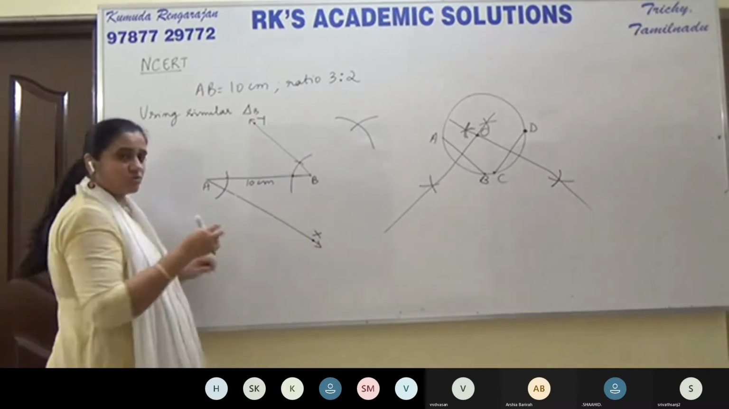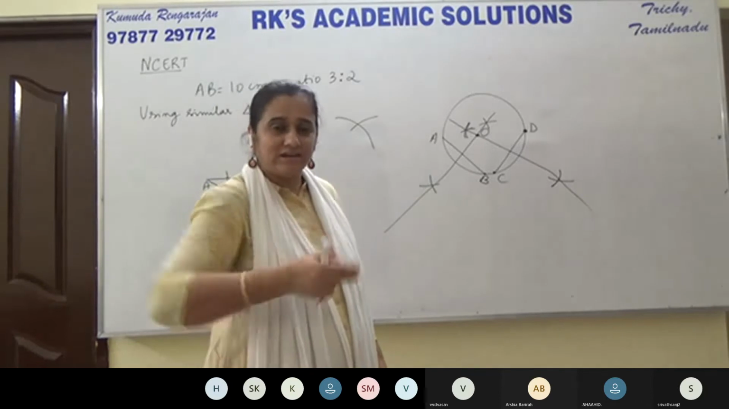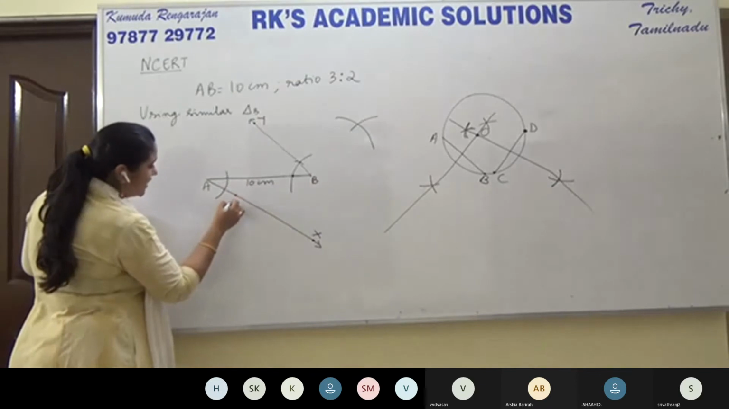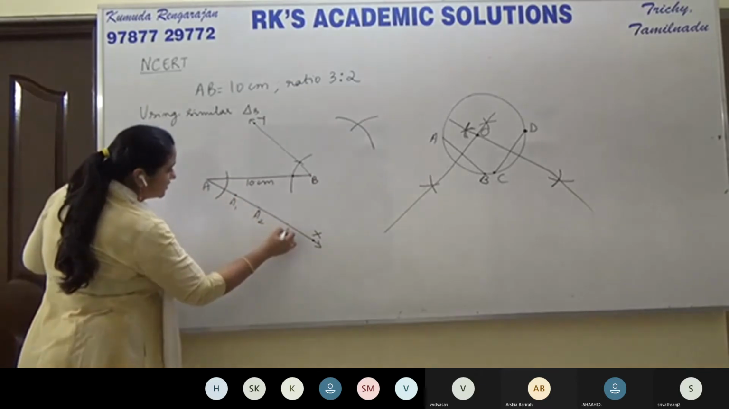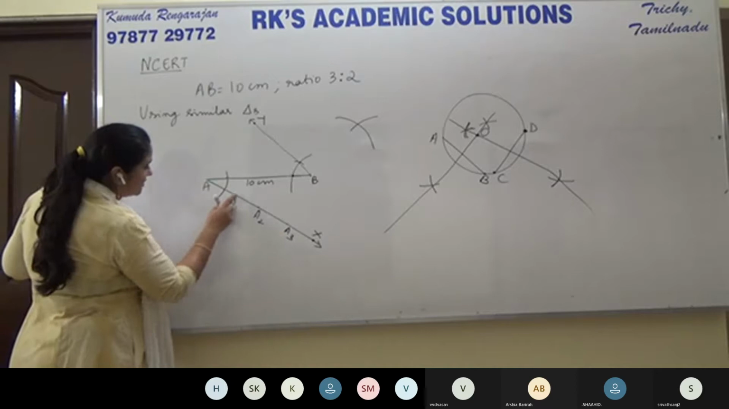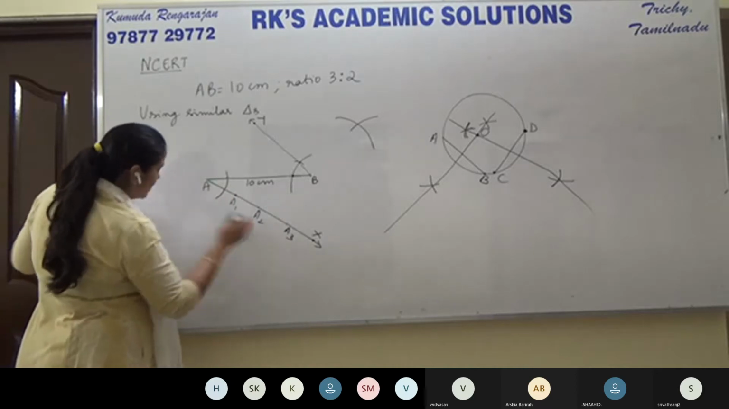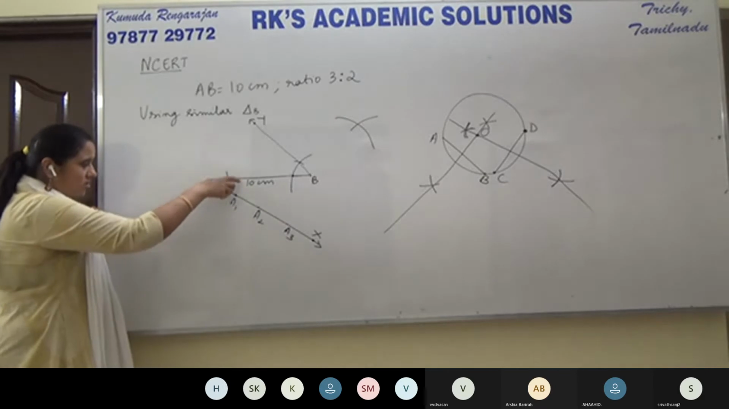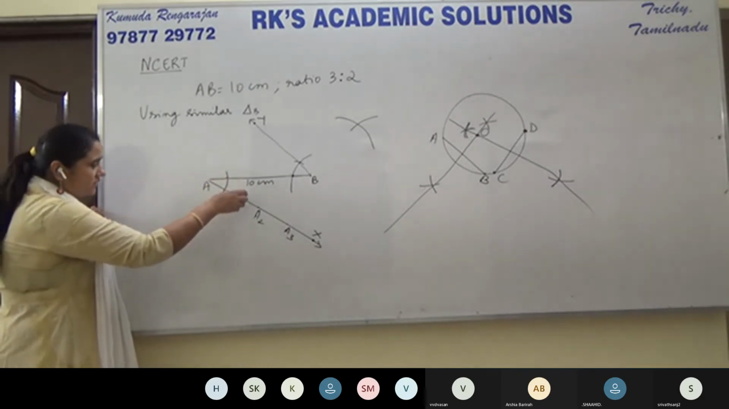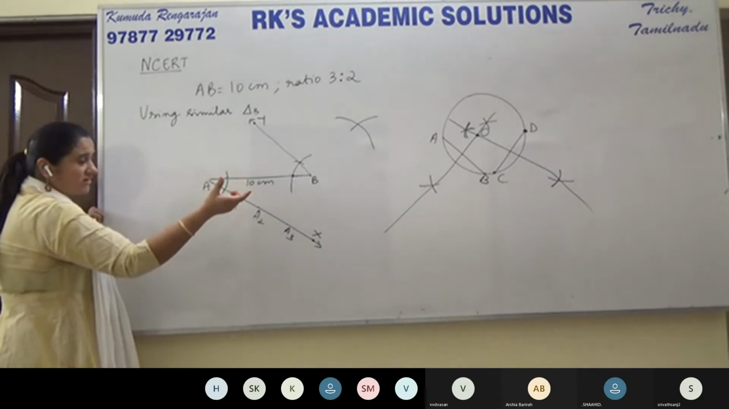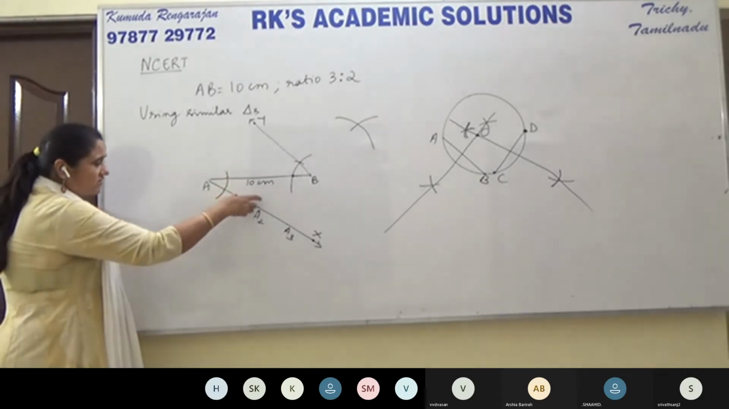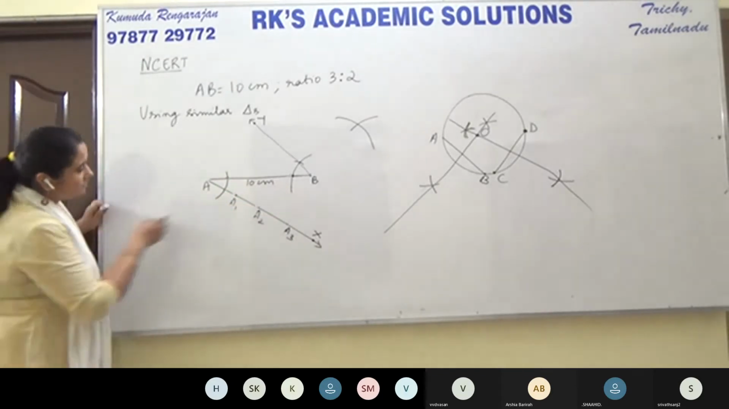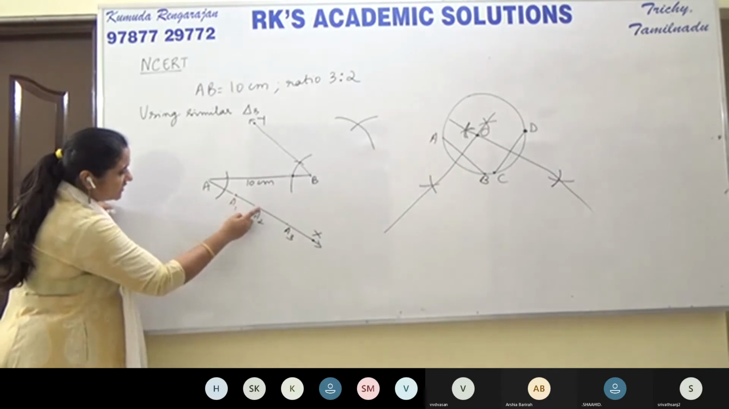On the ray AX, you need to get 3 points, A1, A2, and A3, such that AA1 is equal to A1A2 is equal to A1A3. How do we achieve this? Compass, center A, any radius, draw an arc here, and that point is A1. With A1 as center, arc. Don't change the radius. With A1 as center, cut an arc. That is A2. With A2 as center, arc. That is A3. So that means AA1 is equal to A1A2 is equal to A2A3.